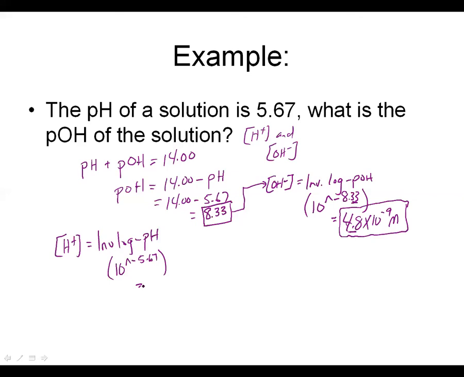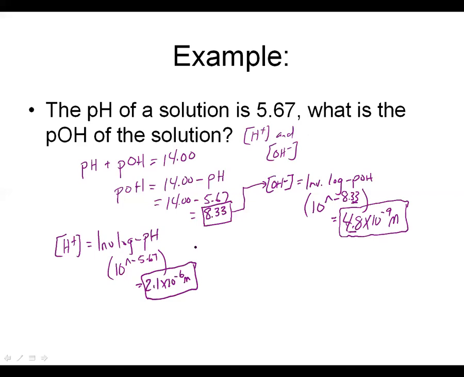And if you do that, you will get, sorry, dramatic pause there for a second. You'll get a 2.1, looks like, times 10 to the minus 6. Again, you would put the molarity there since it is a concentration.